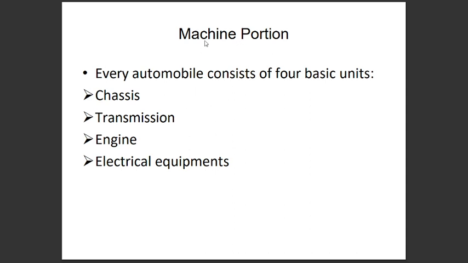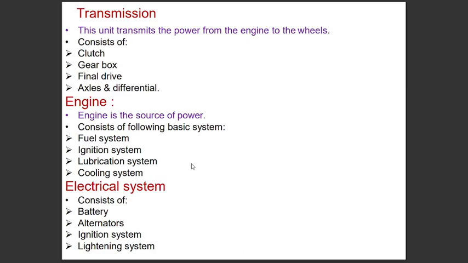Next, chassis portion, that means machine portion. Every automobile consists of four basic units: chassis, transmission, engine, electrical equipment. Next, transmission. This unit transmits the power from engine to wheels. It consists of clutch, gearbox, final drive, axle and differential.